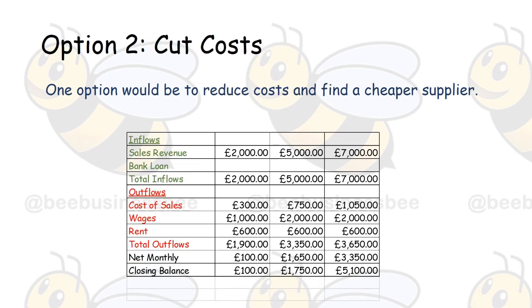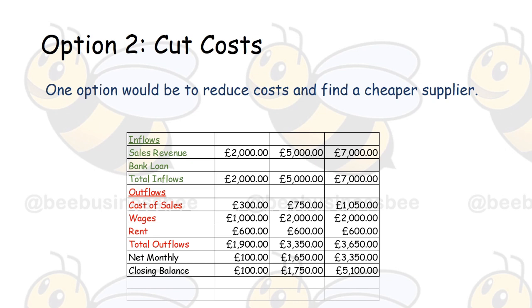Of course, option 2 could be to look to cut costs, and as a result we could try and find a cheaper supplier. So you can see here the cost of sales has been reduced, as well as rent has been reduced by finding a smaller building to locate in. As a result, the closing balance is now a positive, again liquidity problem solved, of £100 in January.